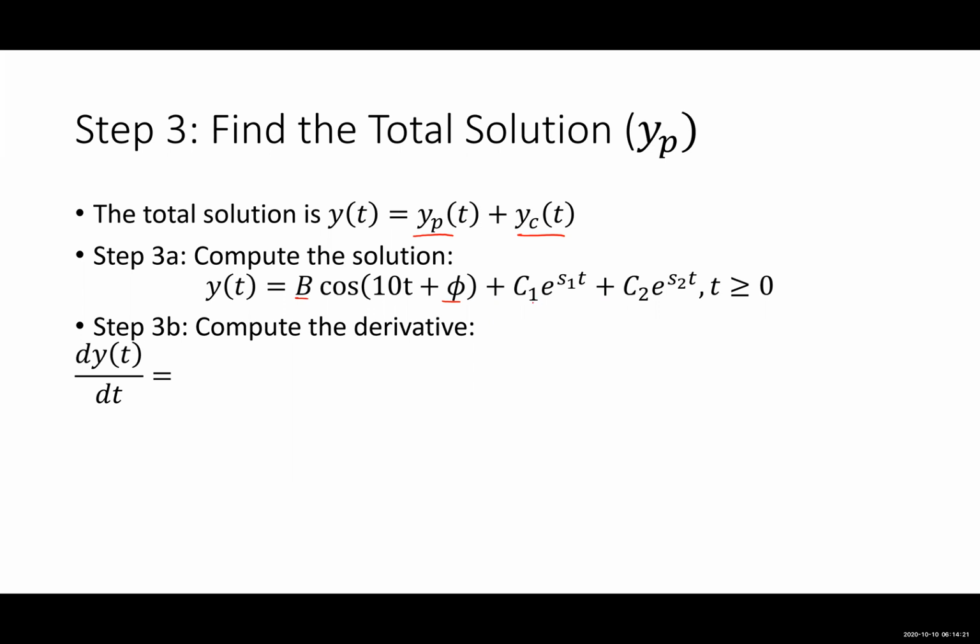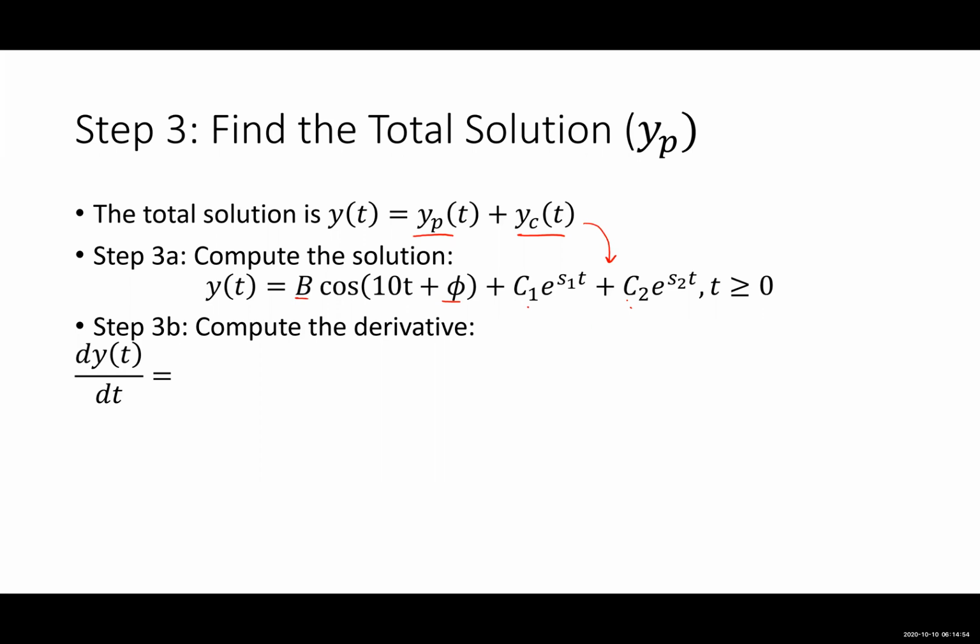This is the general form of y sub c here, the two unknown coefficients, C1 and C2. The problem is, at this point, I know B and phi, but I don't know C1 and C2, and I got to solve for those. So basically what I have here is 4 steps to solve this. I have a step 3a and a step 3b, and there's going to be 2 more steps, because I need 2 initial conditions. I need to get an initial condition on the first derivative.